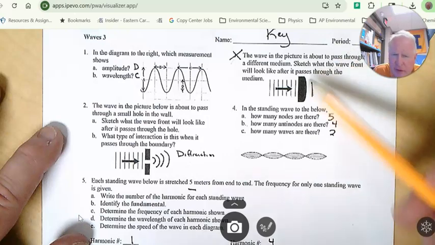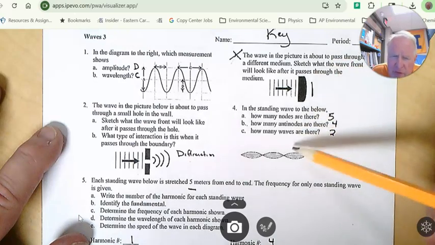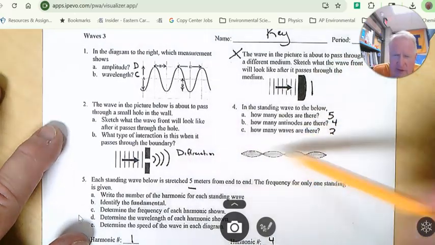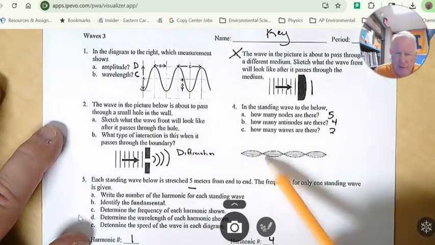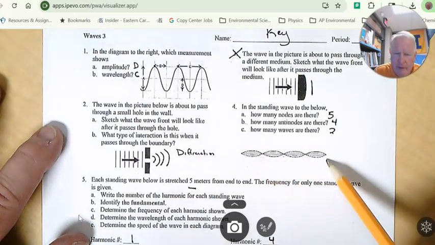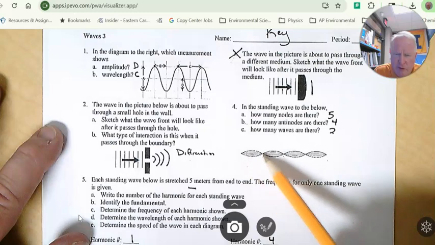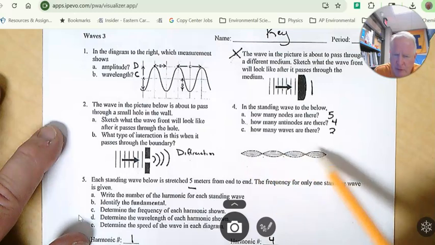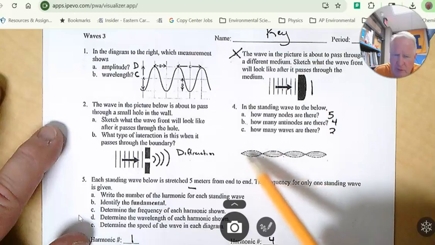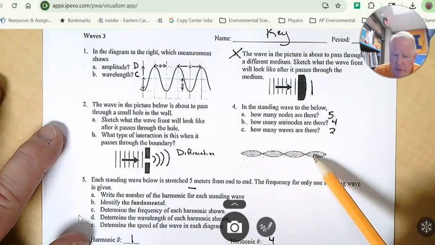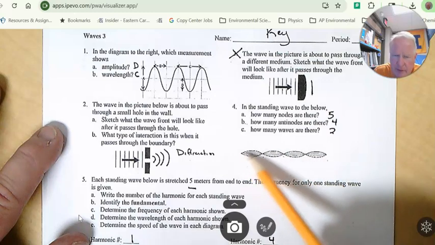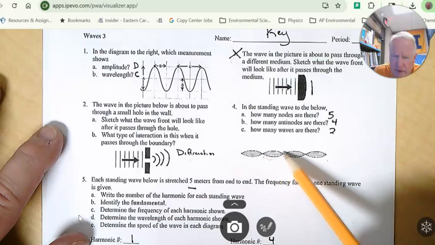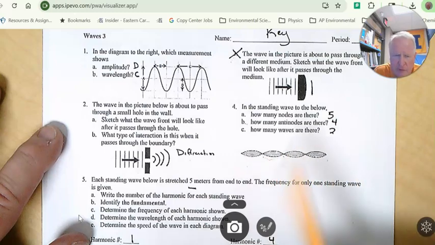All right, and the last one is how many nodes, antinodes, and waves do we see in this? So it looks like the fourth harmonic, 1, 2, 3, 4. So there's 1, 2, 3, 4, 5 nodes, and 1, 2, 3, 4 antinodes. And then remember that this is one full wave and this is a second full wave. So there's 2 full waves.